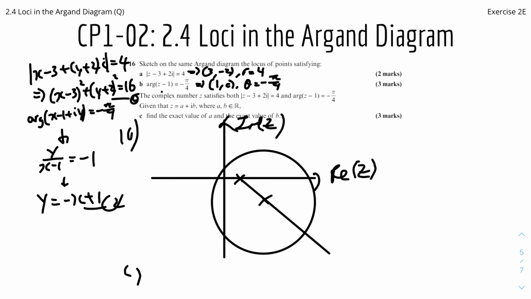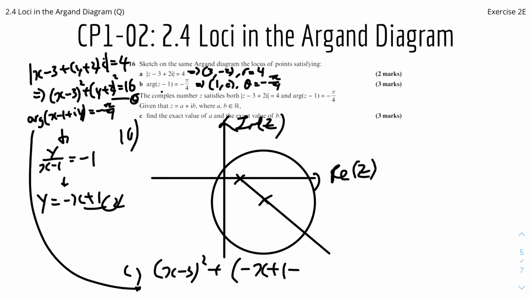And keep in mind that you will actually get two solutions. You will actually get one solution here and one solution here. And the reason why we disregard this solution here is because while drawing arguments, we only consider this line right here, which is basically called the half line. So we can solve them simultaneously. It will be (x minus 3) squared plus (minus x plus 1 plus 2) squared equals 16.